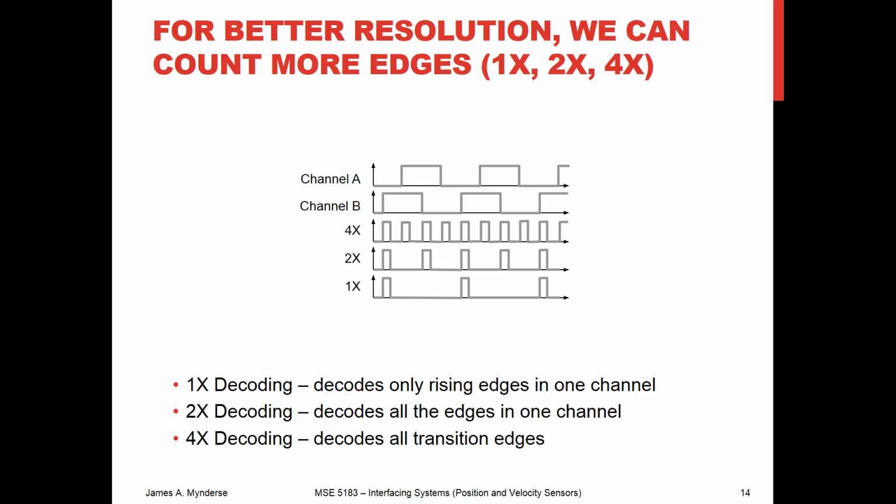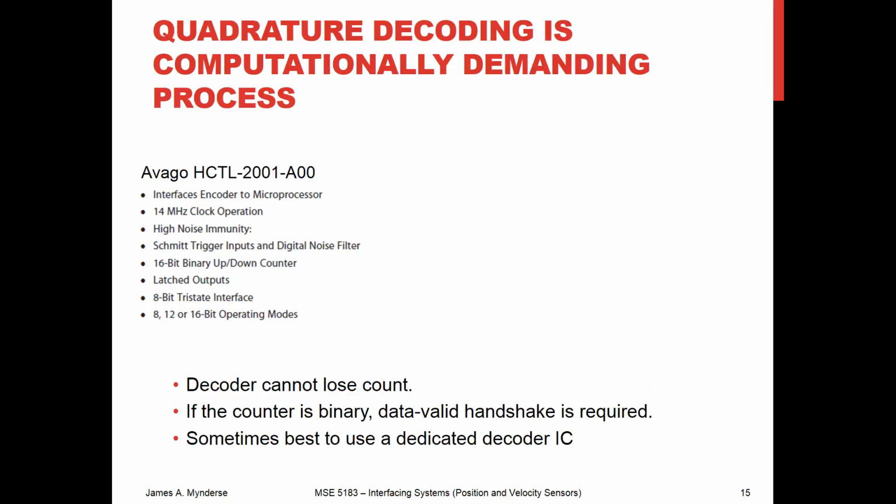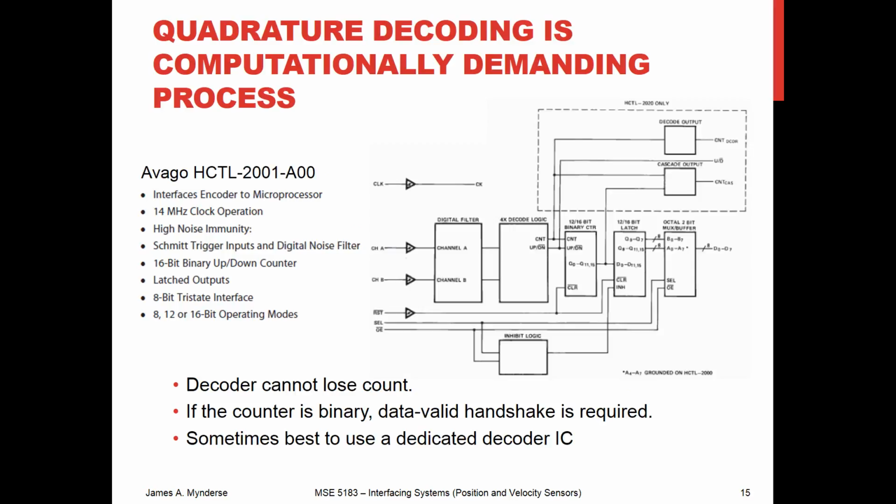But also remember that if I'm measuring something that's relatively high speed, then suddenly I have multiplied my number of counts by 4. That is going to also put a demand on the computational process. So I know that I don't want it to ever lose count, because if it loses count, I've lost my position and now my feedback control is no good. I also know that there needs to be some sort of handshaking. And so sometimes the solution is that I need an external dedicated IC for decoding.